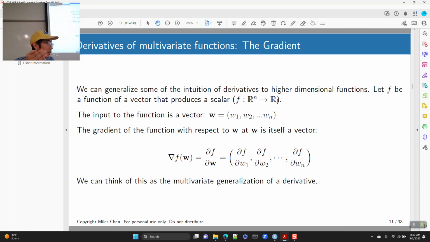So this would be things like our loss function. You've got multiple parameters coming in, some vector of W values, and you have your data coming in, and the loss is just one single number. Our input vector is some vector of weights, and the gradient of this function, usually our loss function with respect to W, is going to be a vector of all the partial derivatives. We can think of the gradient as the multivariate generalization of the derivative.